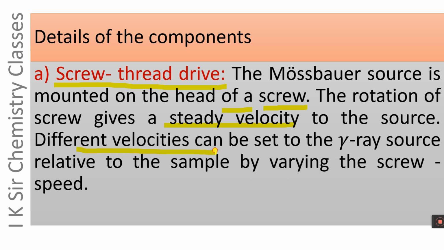Different velocities can be set to the gamma ray source relative to the sample by varying the screw speed. The gamma ray source mounted on the screw can be provided different velocities relative to the sample, and this is done by varying the speed of the screw.